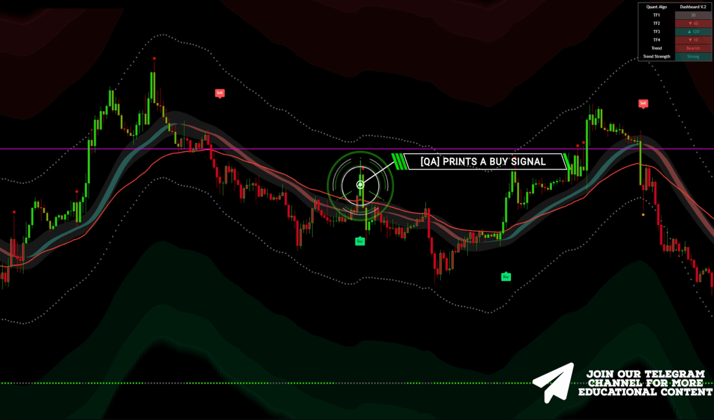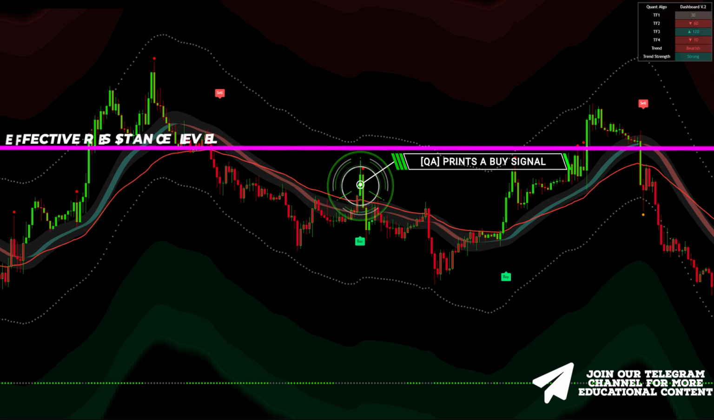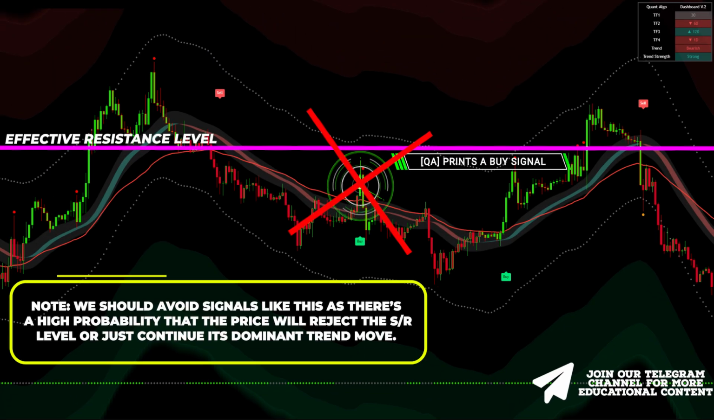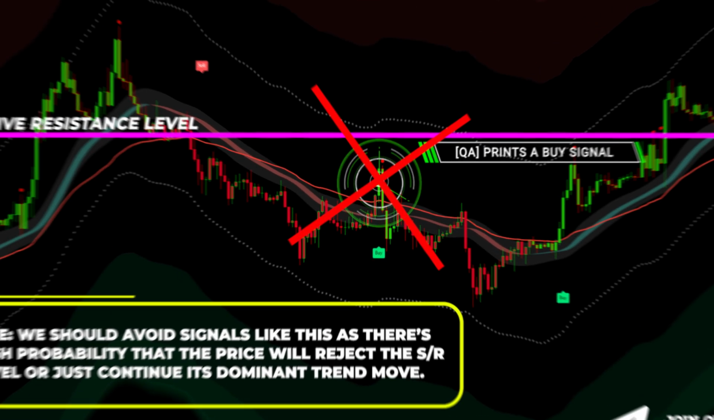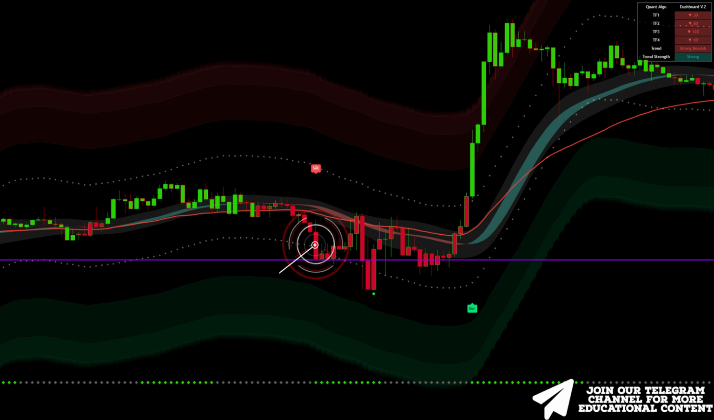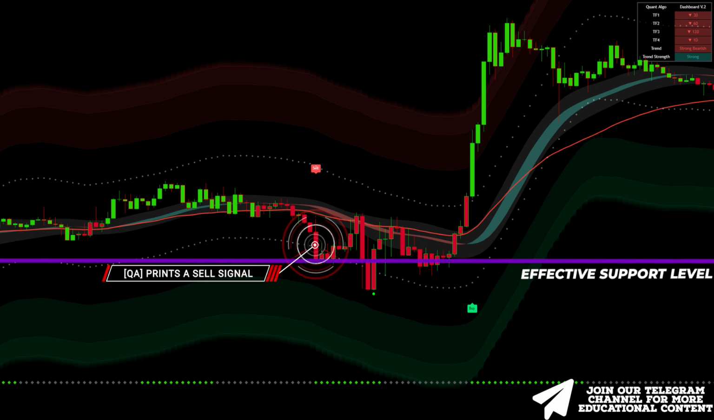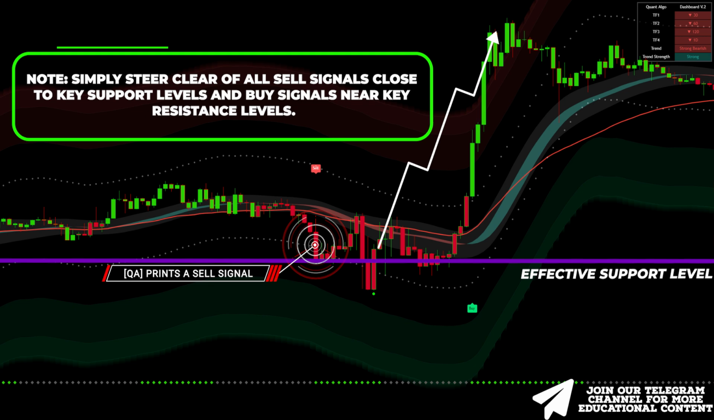So, we can also see that the buy signal is located too close to the effective resistance level, which is why we should avoid it, as there's a high probability that the price will reject it or just continue its dominant trend move. Again, here's gold, and we can see that the sell signal occurred right at key effective support, and the price just rejected this level and reversed to the upside with a perfect buy signal. This rule is straightforward: simply steer clear of all sell signals close to key support levels and buy signals near key resistance levels.